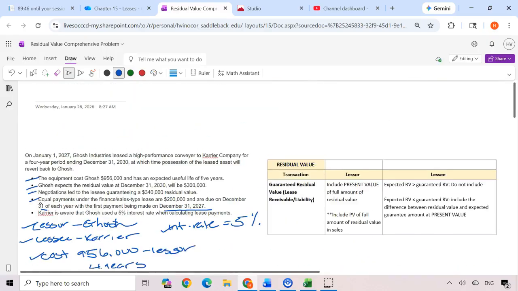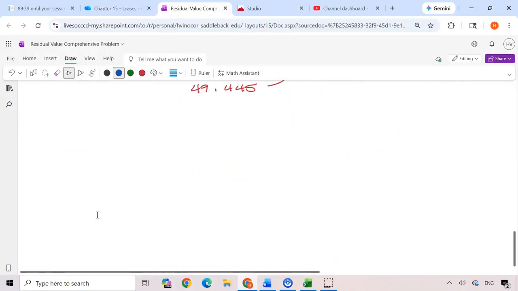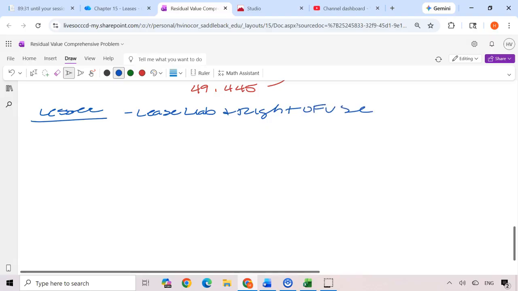So let's go into how we calculate the journal entries for the commencement of the lease and for our first payment on December 31st. So let's go right into that. I'm going to skip all these other ones that I did for the lessor. So now we're doing the lessee side of things. For the lessee, for the lease, the lessee is going to record a lease liability and a right of use asset. That's what they record.